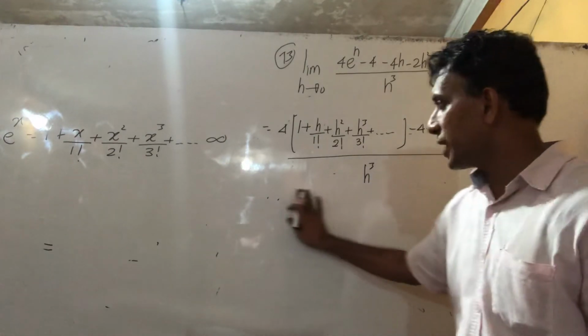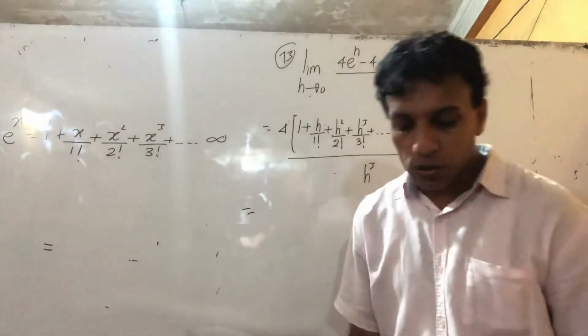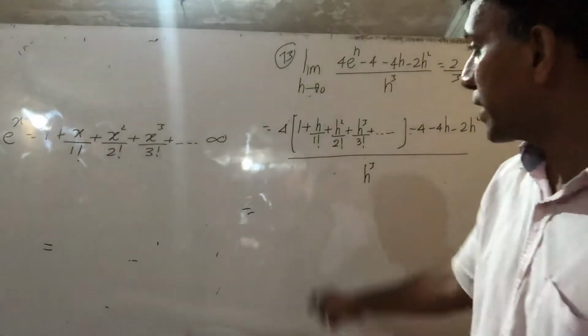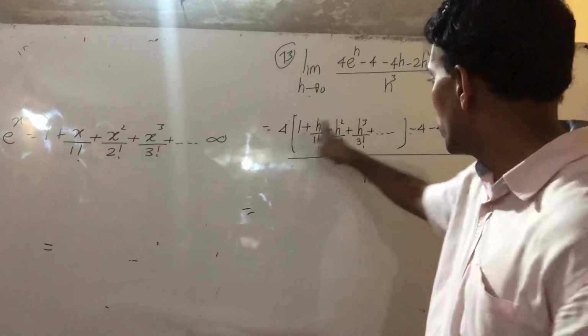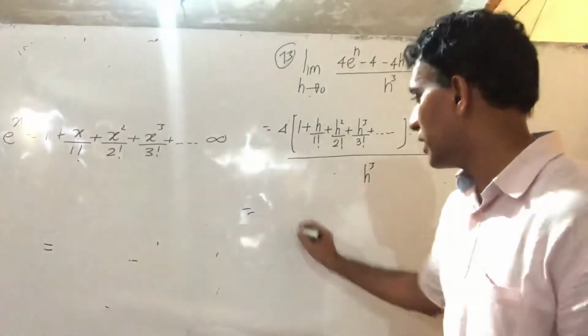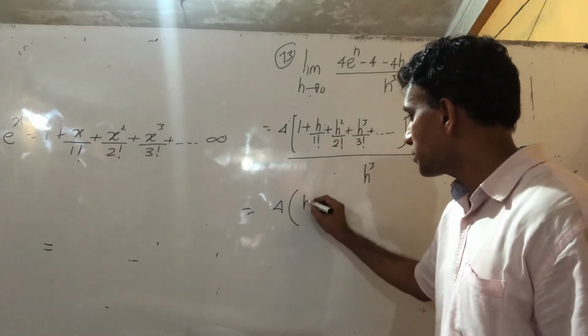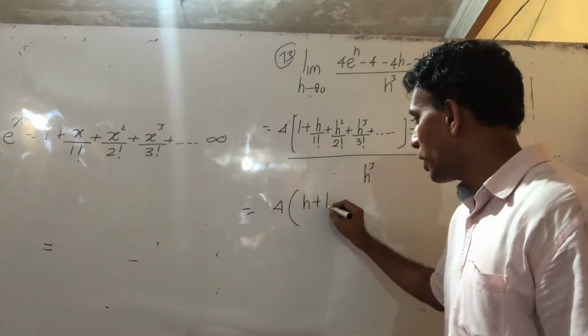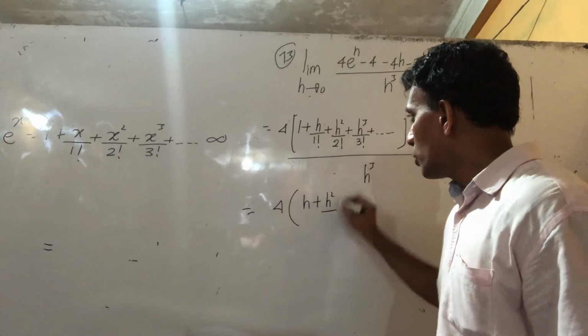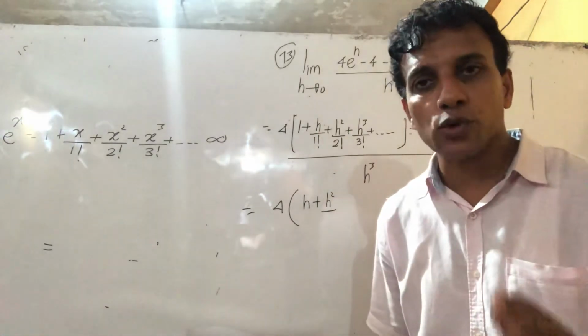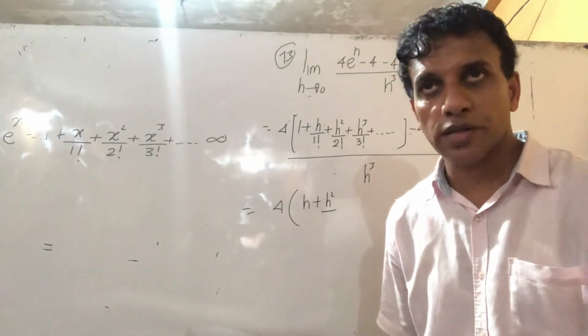The problem is h tends to 0. Now see, if you multiply by the 4 bracket, 1 times 4, 4, here 4 cancel, okay? But the remaining with the 4, here h square. You know factorial 2 means what? 2 into 1, that is 2.